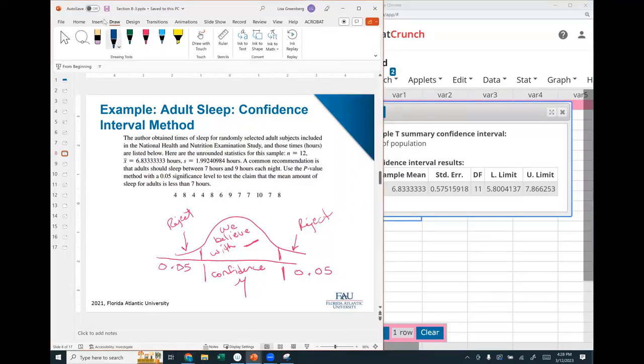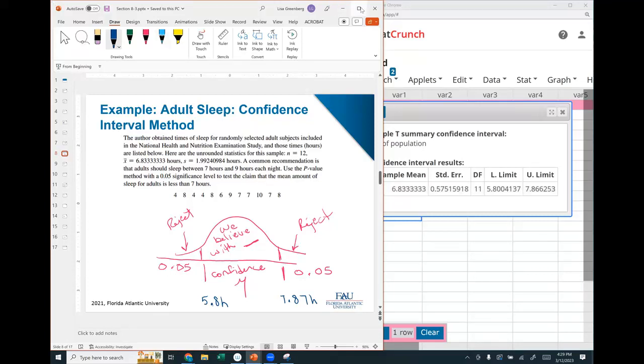So our confidence interval says that mu is between 5.8 hours and 7.87 hours. Well, 7 hours falls in there again. Again, we cannot reject the fact that it's equal to 7 because 7 is in our confidence interval. So either way, we actually get the same information, okay?